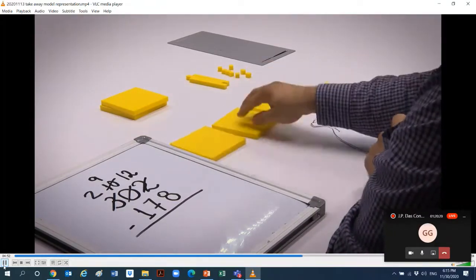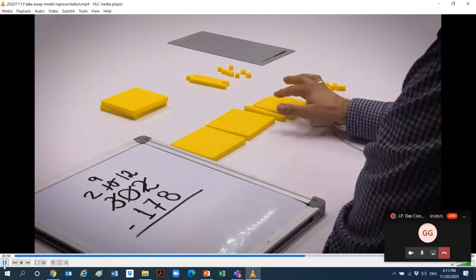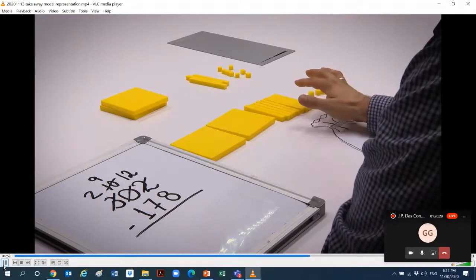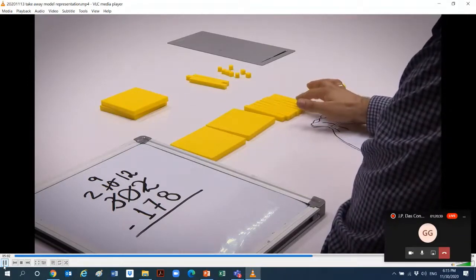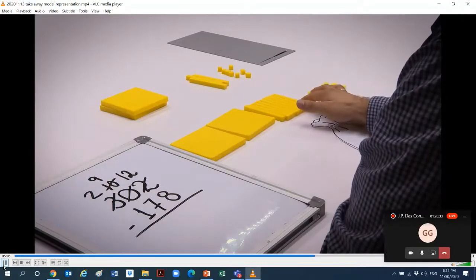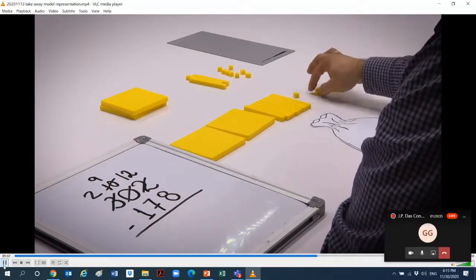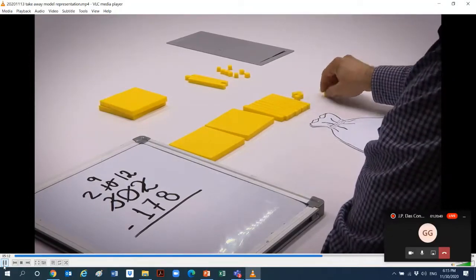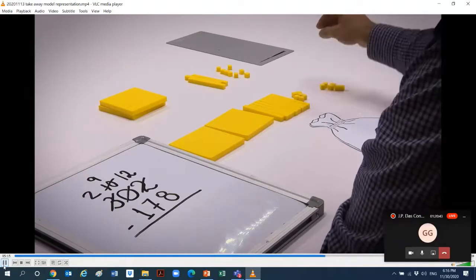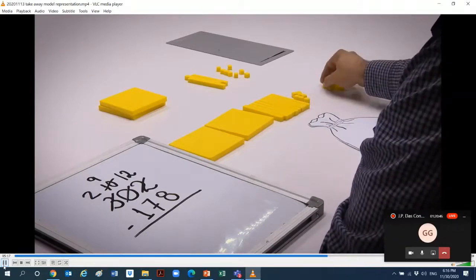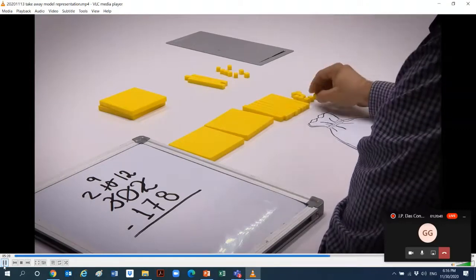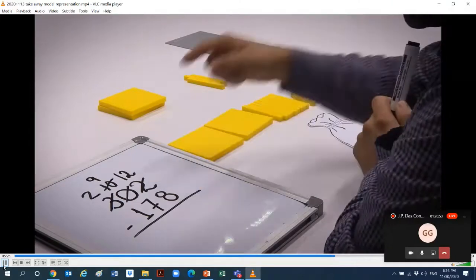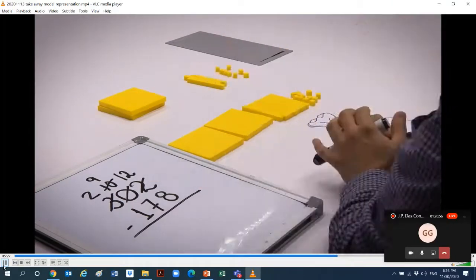Let's see. 100, 200, 210, 220, 230, 240, 250, 260, 270, 280, 290, 291, 292, 293, 294, 295, 296, 297, 298, 299, 300, 301, 302. I still have the 302, but it's shown a different way.